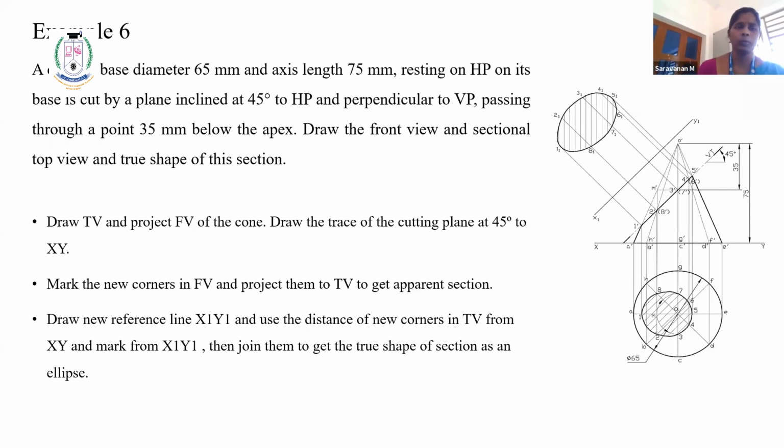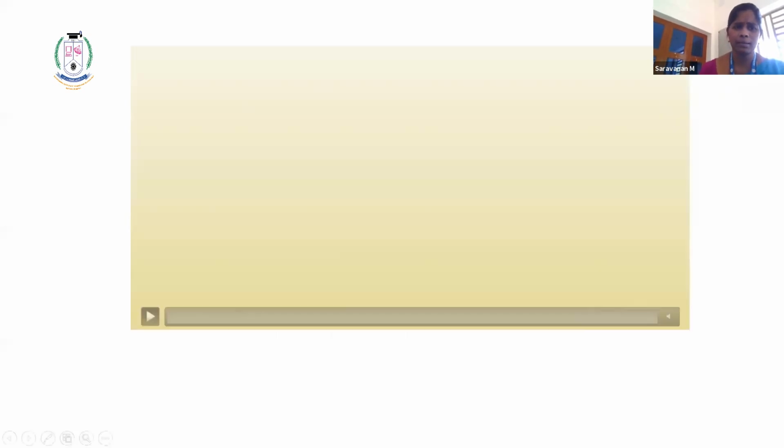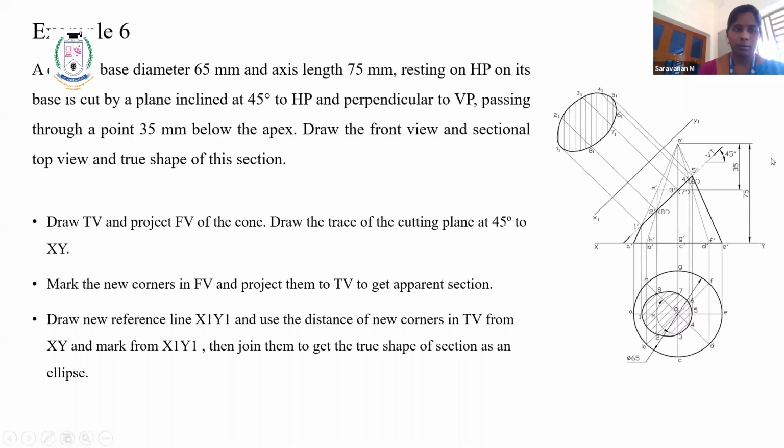This is for cone. Again, the cone of base diameter 65 mm, the axis length 75 mm, resting on HP on its base, and it is cut by an inclined plane 45 degree to HP and perpendicular to VP, passing through the point 35 mm below the apex. So here the sectional plane condition is given where the sectional plane should pass through. The sectional plane should pass through 35 mm below the apex.